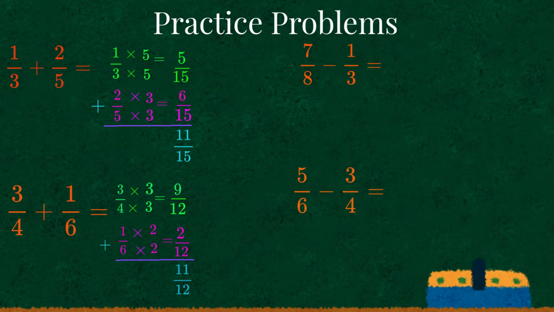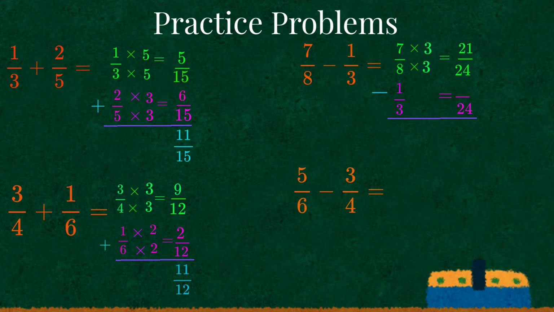Let's move to our subtraction problem. 7/8 minus 1/3. First thing we must do is get a common denominator. The least common multiple between 8 and 3 is 24. 8 times what number gives me 24? 8 times 3 gives me 24. So if I multiply my denominator by 3, I must multiply my numerator by 3. 7 times 3 is 21. So that fraction becomes 21 over 24.